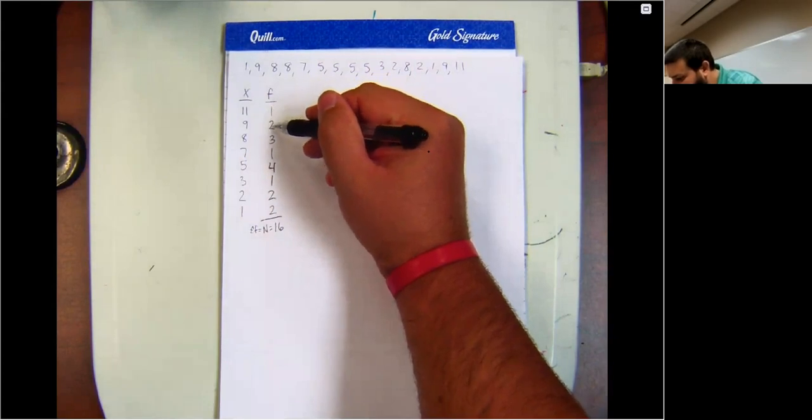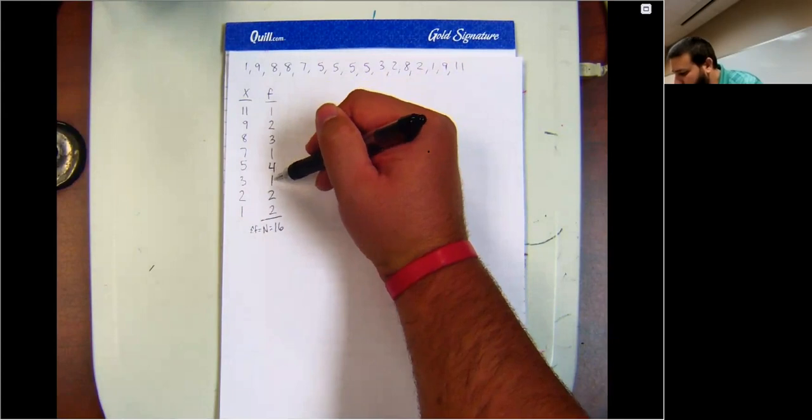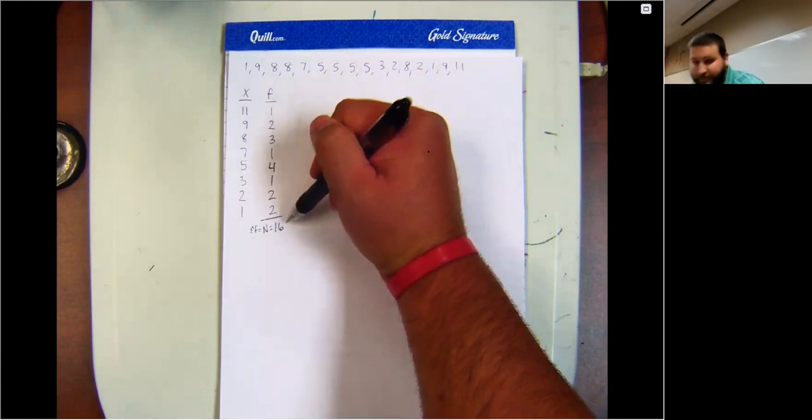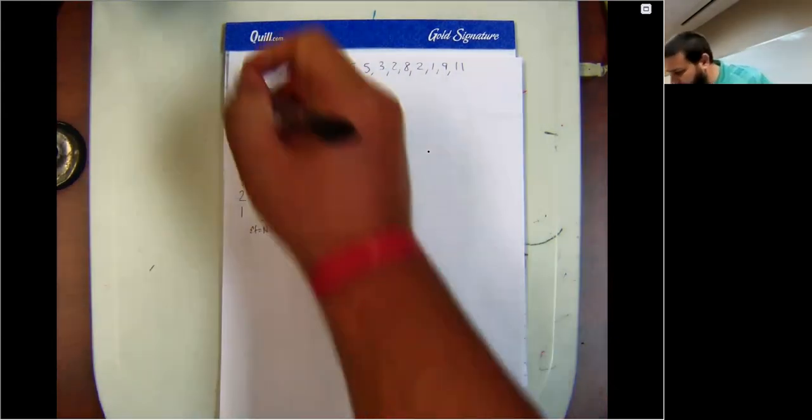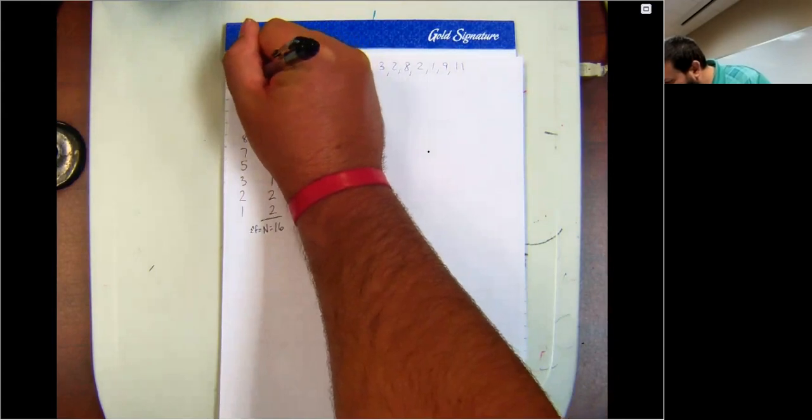1 plus 2 is 3, plus 3 is 6, plus 1 is 7, plus 4 is 11, plus 1 is 12, plus 2 is 14, plus 2 is 16. So we've got all of our F's in. And we have our X's, so that is the frequency. When it says construct a frequency distribution, the X and F column is what I'm looking for, right? Now B, so this is part A, 1A, sorry.